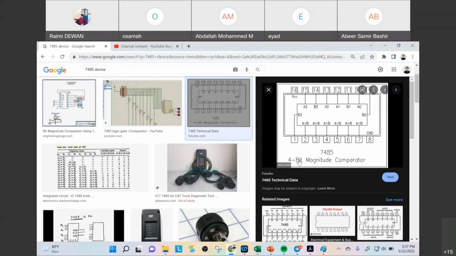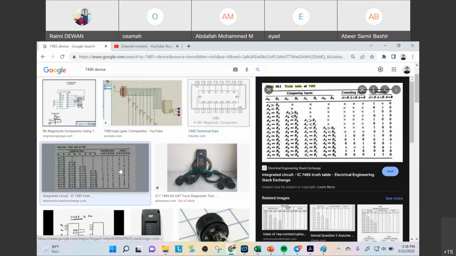Okay, 4-bit magnitude comparator, and it's mentioned 4-bit magnitude comparator. Wait, something wrong, because it didn't show A0, A1, A2, A3. Oh, okay, it shows here 0, 1, 2, 3. Where is B1, B2, B3? Where is B0? Oh, here. Okay, let's compare here. Make sure, because it said 4-bit magnitude. So you see, this is a 4-bit magnitude comparator.